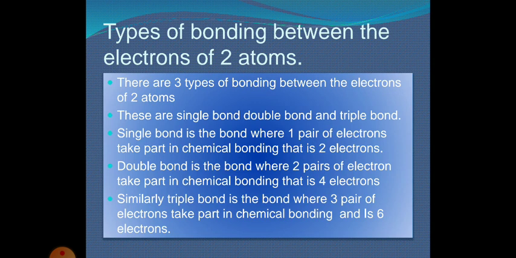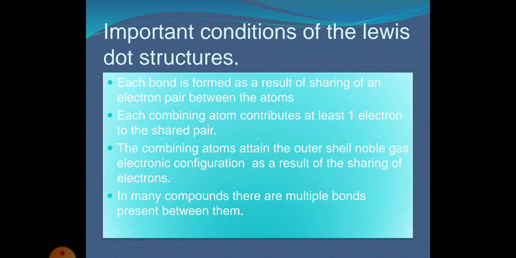These are single bond, double bond, and triple bond. Single bond is the bond where one pair of electrons take part in a chemical bonding, that is, two electrons, and double bond in which the two pairs of electrons take part in a chemical bonding, that is, four electrons. And similarly, triple bond is the bond where three pairs of electrons take part in chemical bonding, that is, six electrons.